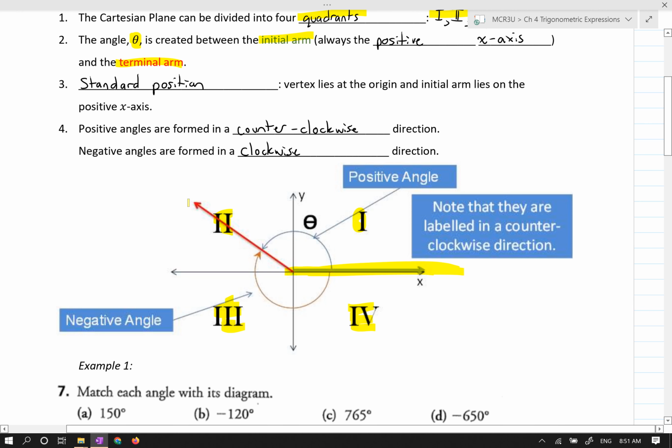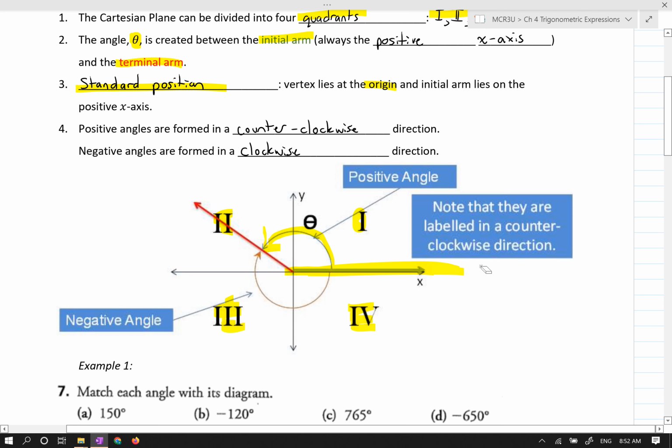So right here, this example terminal arm is in quadrant 2, and so this angle is measured in between the initial arm and the terminal arm. So we're working right here. Now, this angle, we say this is in standard position if its vertex lies right here at the origin, which it does. So we can see our terminal arm meets our initial arm here at the origin. And the initial arm lies on our positive x-axis like we already discussed.